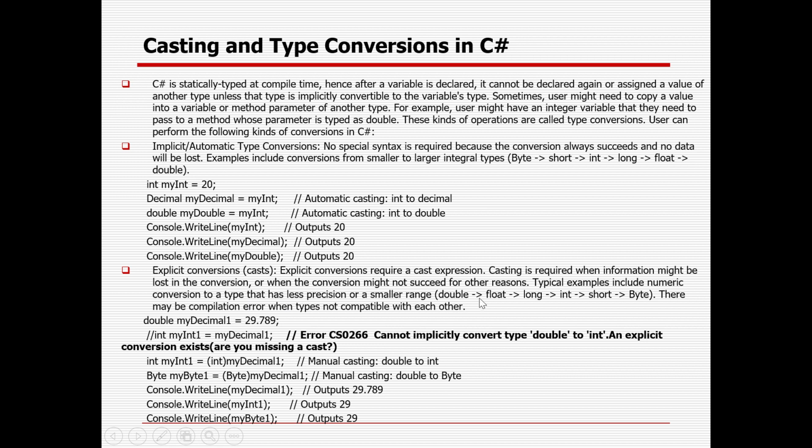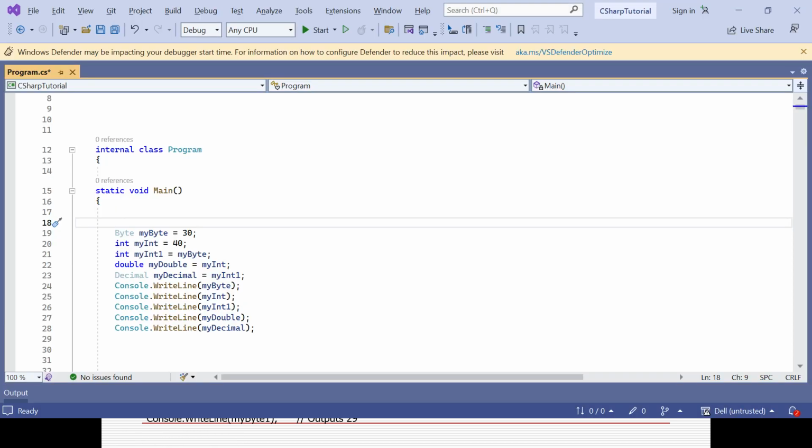If you want to convert double to float, long, int, short, byte, or float to long, int, short, byte, or long to int, short, byte, or int to short and byte, or short to byte, there may be a compilation error when the types are not compatible with each other. Okay, now let's see.